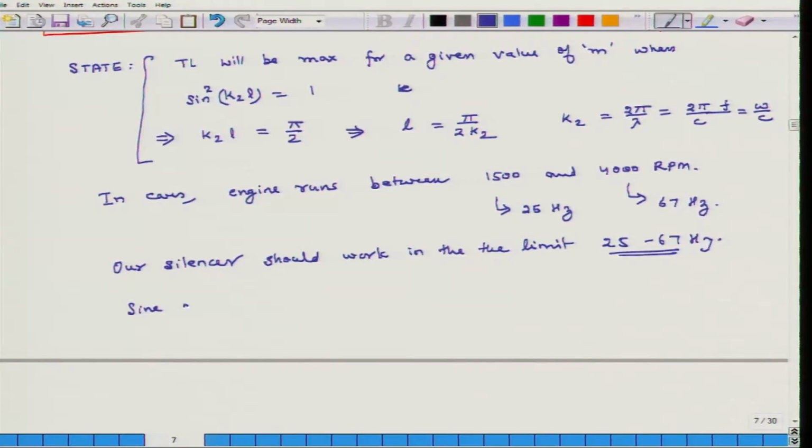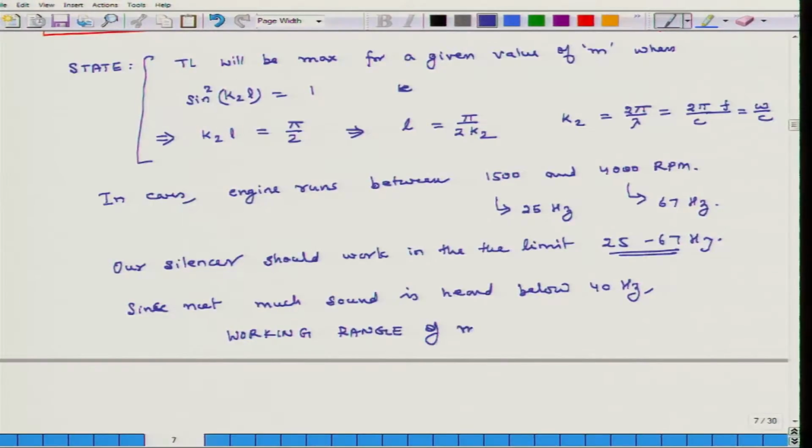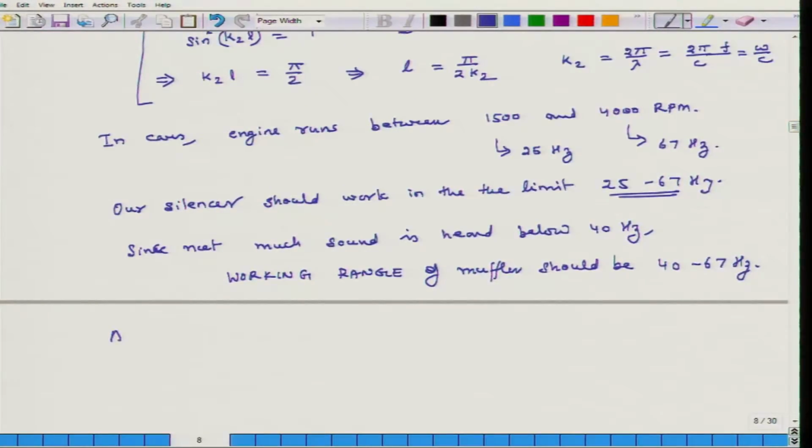So, since not much sound is heard below 40 hertz, the working range of the muffler should be 40 to 67 hertz. So, at 40 hertz, what do we do?